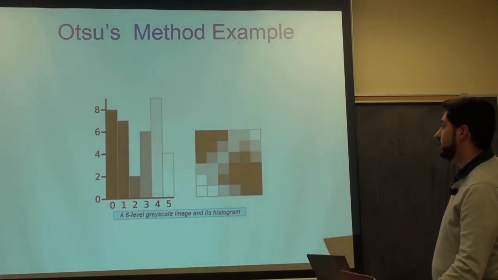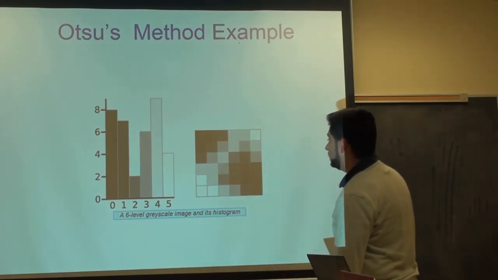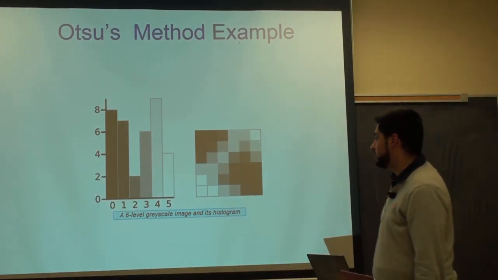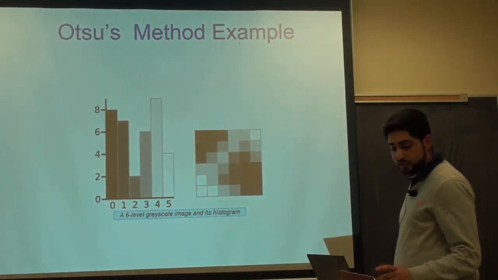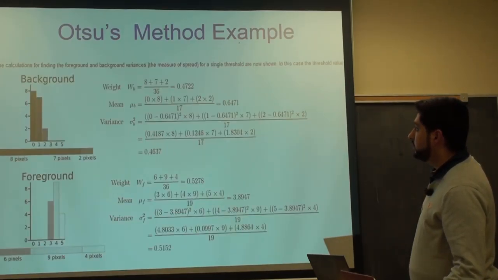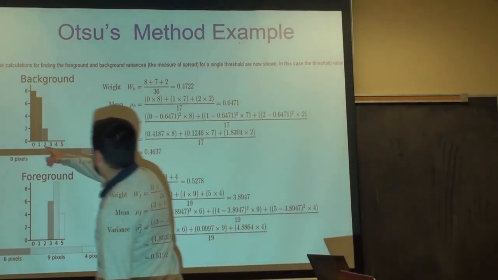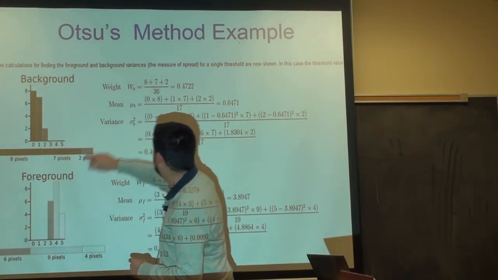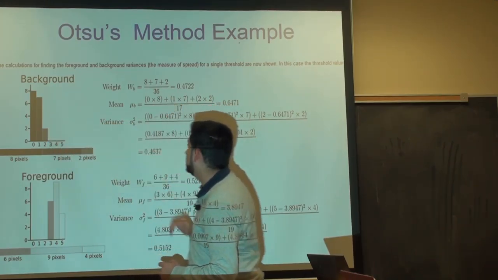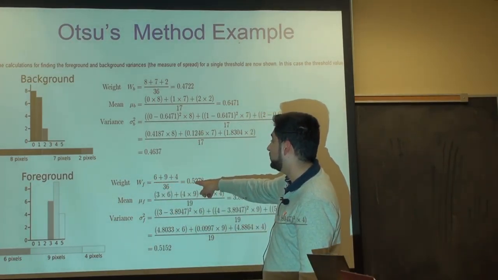And here's an example of how to calculate the Otsu method. We have an image with black squares, white, and some gray. For this case, let's choose the t value to be 3, which is here. So we can see the difference between two classes. When you calculate the weight of the class, you take the number of pixels for each bin, which is 8, 7, 2, over the total number of pixels, which is 36. This is the weight. So this class contributes 0.4 of the image. And the next class, same thing, which is 0.5.